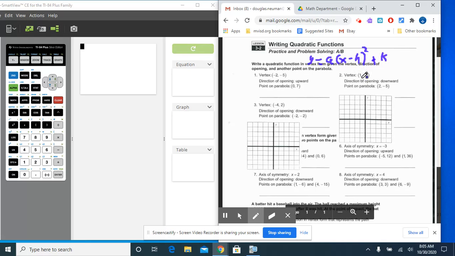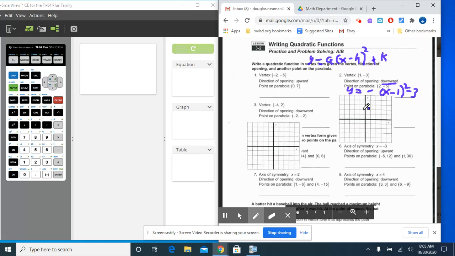And so on these first ones, they give you the vertex. So you already have everything. You're just trying to figure out the a piece. So we have y equals, and it says it opens downward also. If it opens downward, it has to have a negative sign. So I know it's a negative something. I just got to figure out what the something is. And then the vertex was 1, negative 3, so x minus 1 squared, and a minus 3 on the back. So all I need to do is figure out this a piece. That's what these first ones are like. It's similar to the ones yesterday.